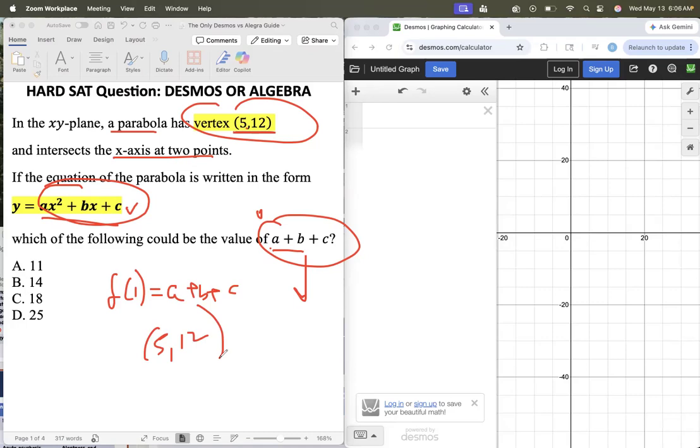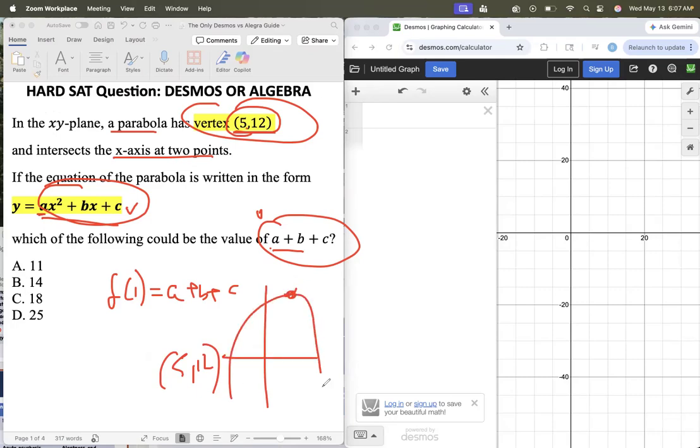Vertex 5 and 12 means, you see, both numbers are positive. That means they have to be up here. If they are up here, we got to open down. There's nothing that can go above 12. That will be your maximum value of the vertex. And therefore, everything has to be below it. It can't be above it. And therefore, this is your maximum point. If you know that, this question becomes easy.